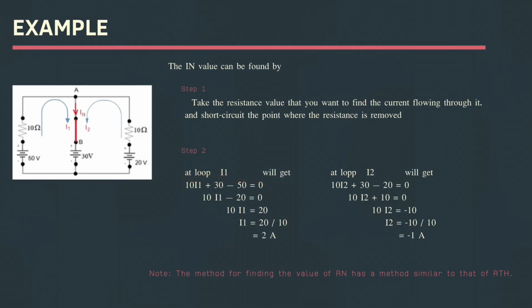And step 2, we will find I1 at loop 1, and we will get the equation, and we will find I2 at loop 2, and we will get this equation. And note that the method for finding the value of IN is similar to that of RTH.